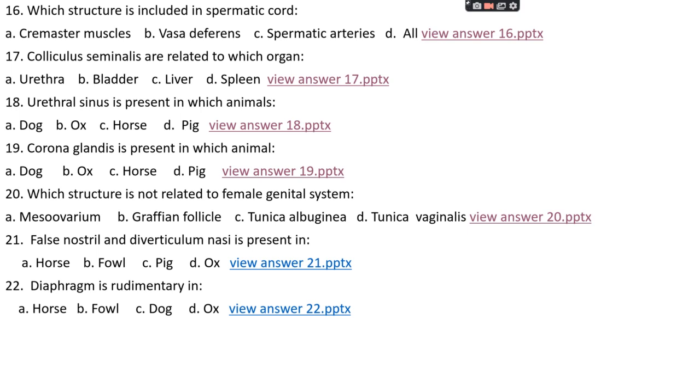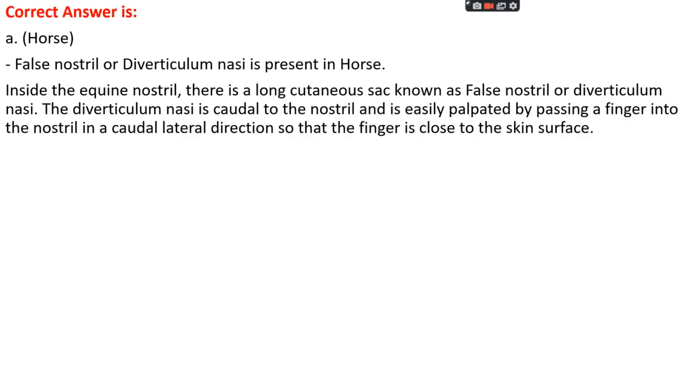Question number 21. False nostrils and diverticulum nasi is present in option A, horse, option B, fowl, option C, pig, option D, ox. The right answer is option A, horse. False nostrils or diverticulum nasi is present in the horse.